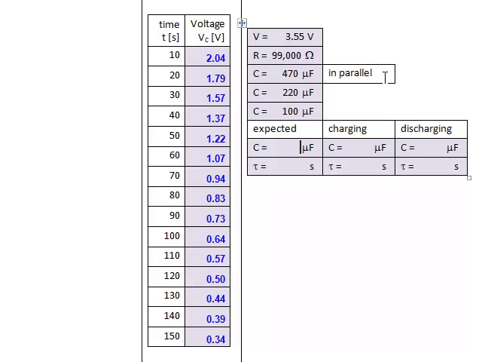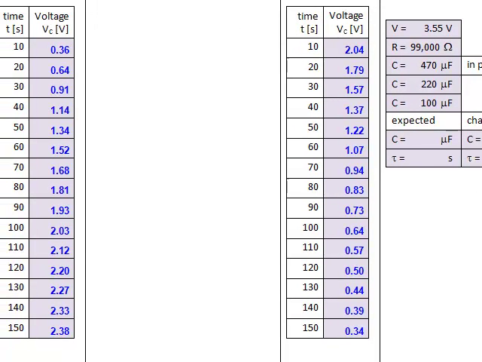If there were resistors in parallel, then we would know that those resistors would add as the reciprocals. But these are capacitors. Maybe something else is happening. Because I don't know what the expected total capacitance is, I also don't know what the time constant is. Okay, so let's go ahead and start analyzing those data.